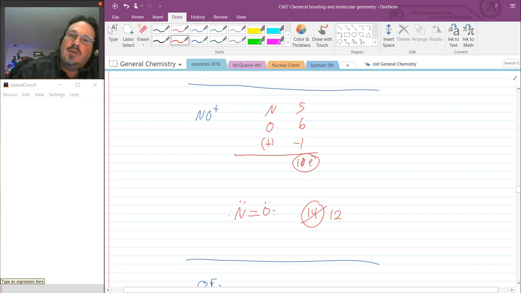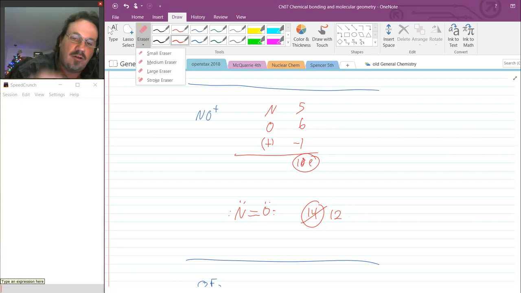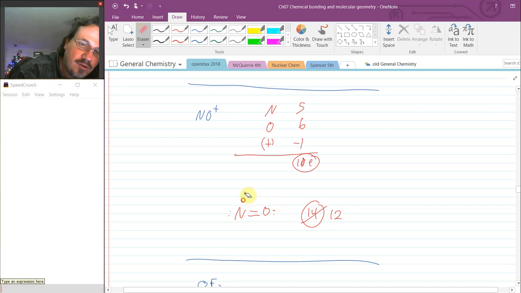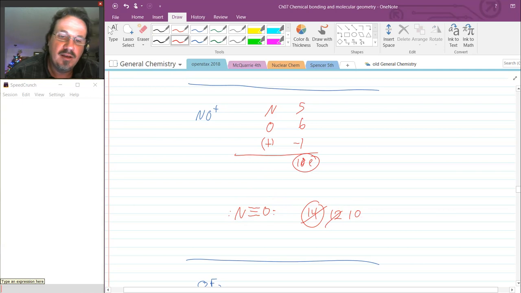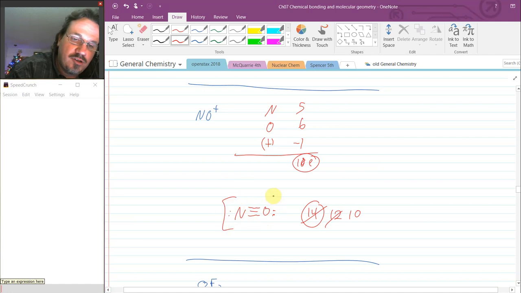Every time I do that, I drop by 2. I got to get down all the way to 10, so let's do it again. Whoops, eraser. Those are gone, those are gone, and make it a triple bond. So now I'm down to 10 electrons. Looks good. And so everything still has an octet. You can verify that. Oops, it's got a plus charge, so I put the whole thing with a plus there. There's my final Lewis electron dot structure for NO+.